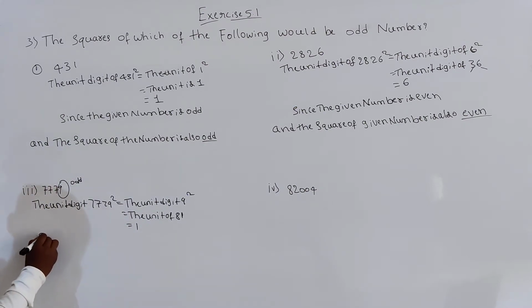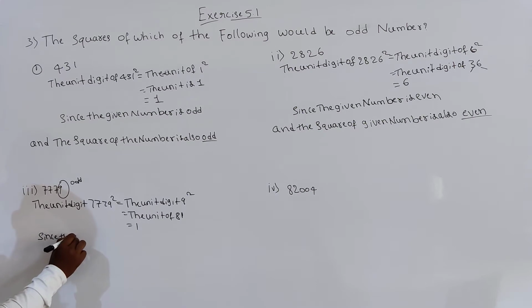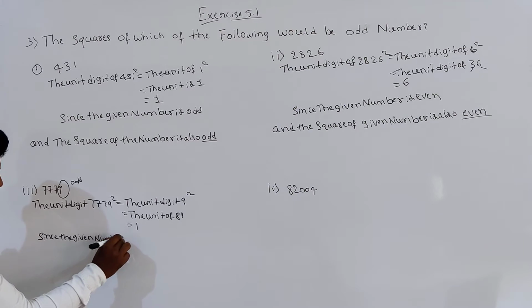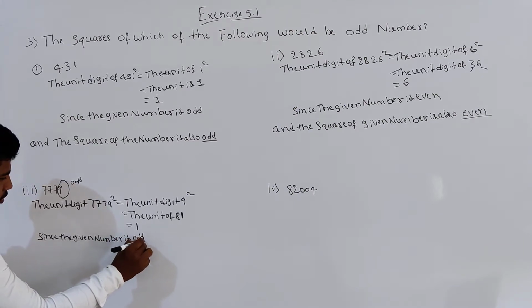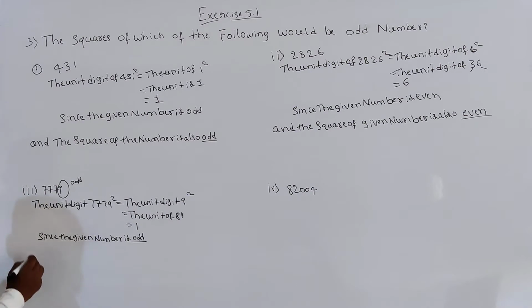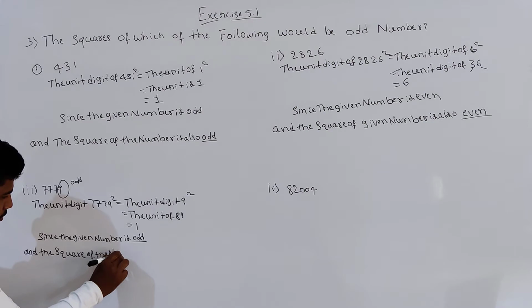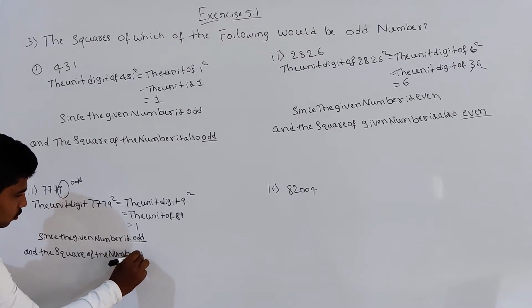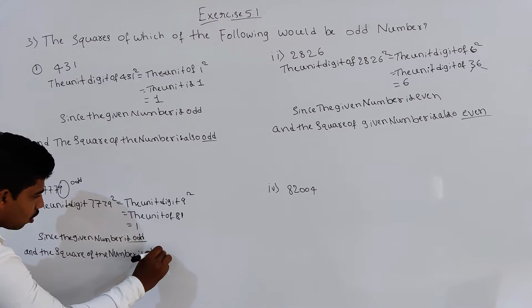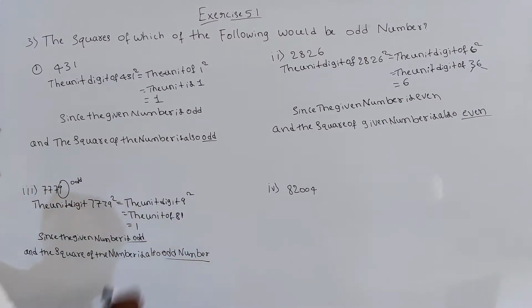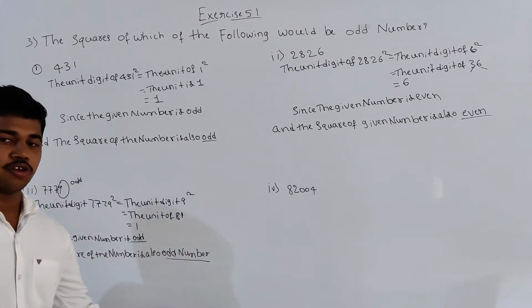Since the given number is odd, the square of the given number is also an odd number.